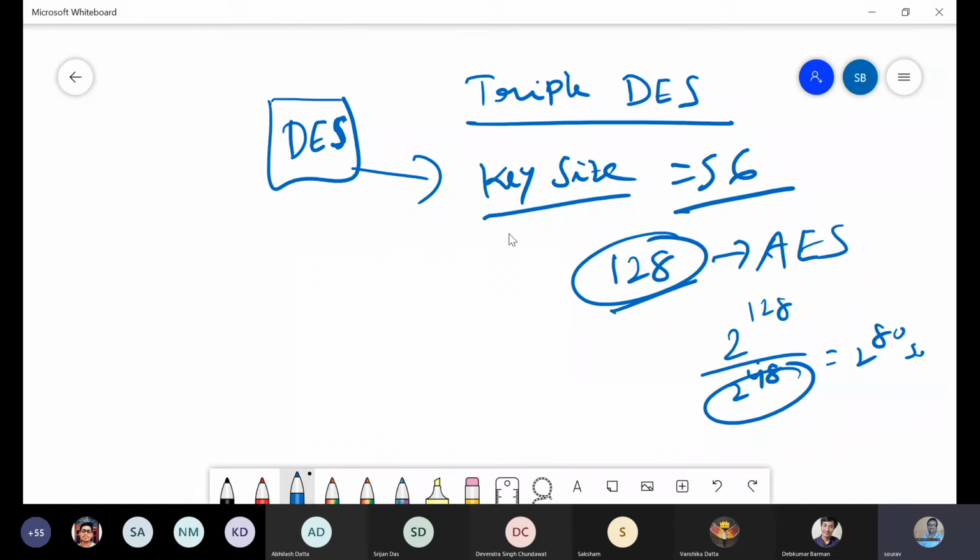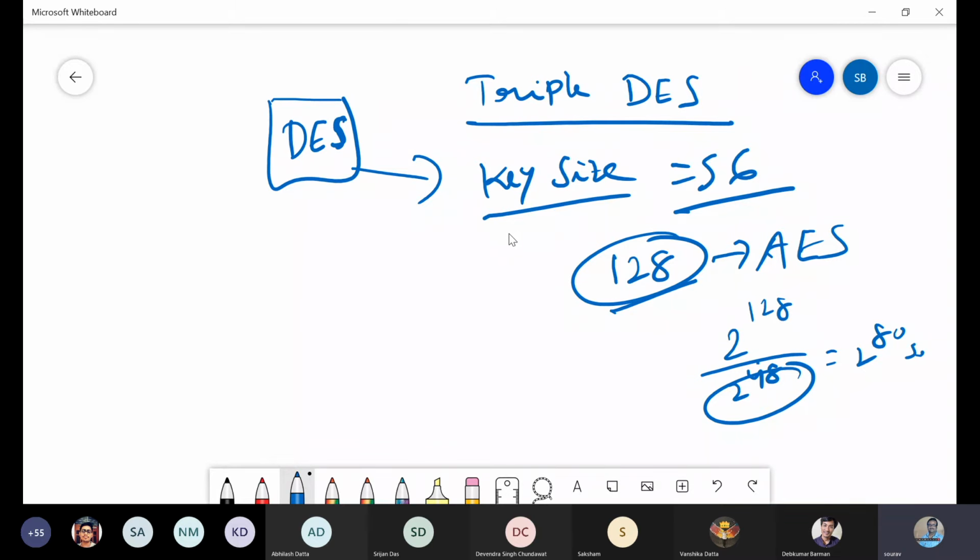So people started thinking, why not increase the key size? We'll use the same design of DES because it's already there. Instead of making a new block cipher from scratch, we can use the same DES, but make the key size more than, say, 100 bits, so as to avoid this type of attack, exhaustive search. Good.